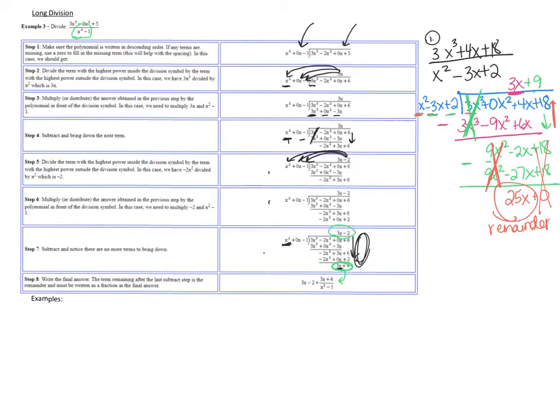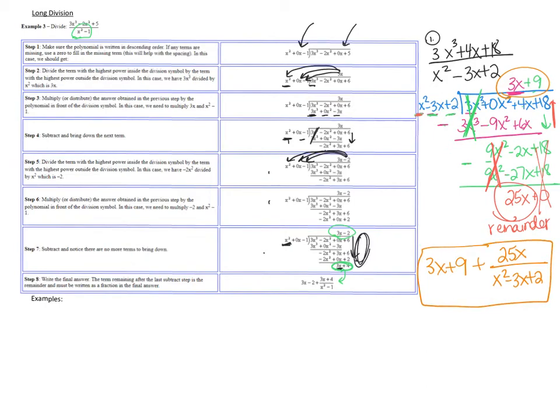So now I'm going to write my answer. Remember, the way that I'm going to write my answer is I'm going to take my remainder, put it over what I was dividing by, that divisor, and then I'm going to add that to my quotient above, so that 3x plus 9. So that would be my entire solution.